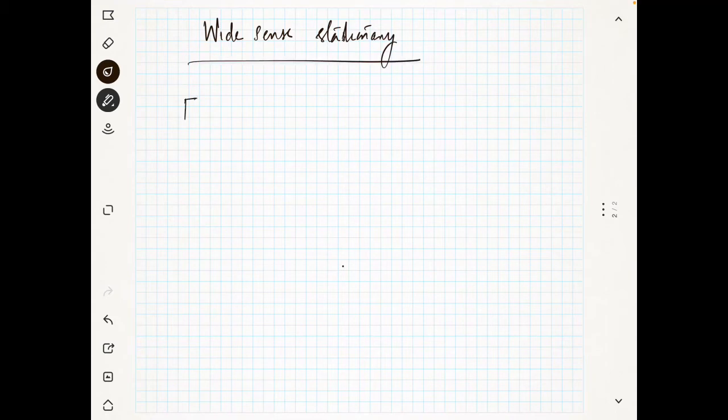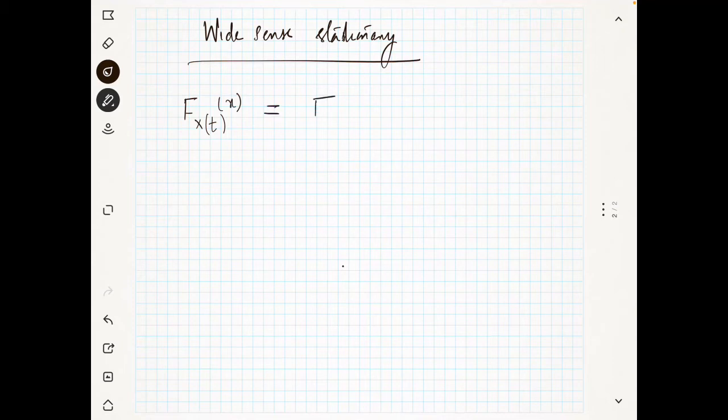So what is this wide sense stationary? If we take the first order distribution, what is the first order distribution? We observe only at time t, and we have the distribution F_X of x(t).